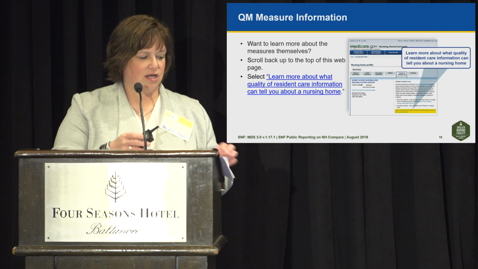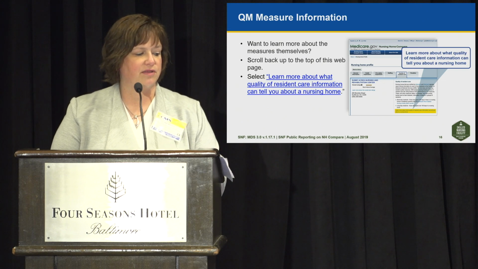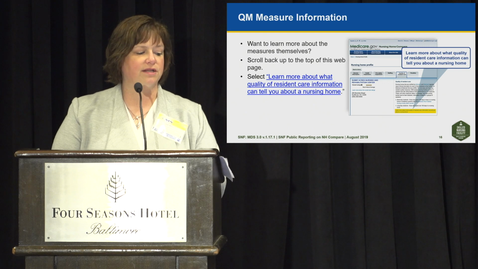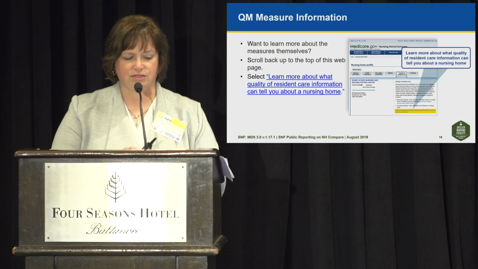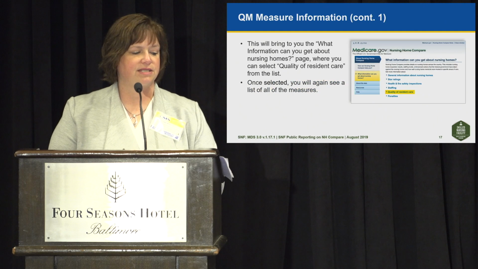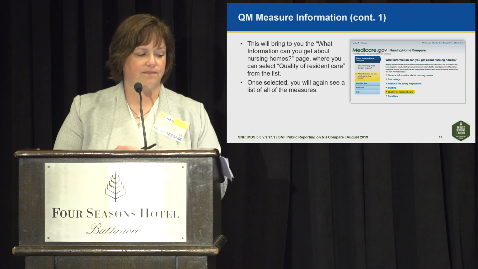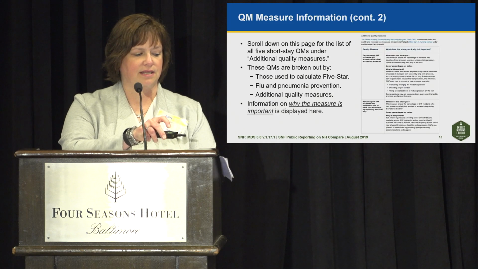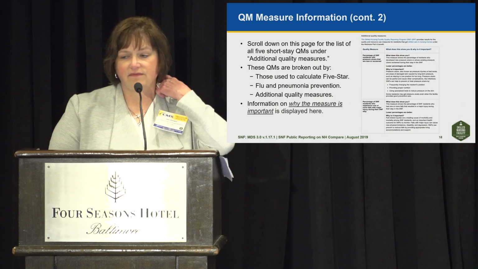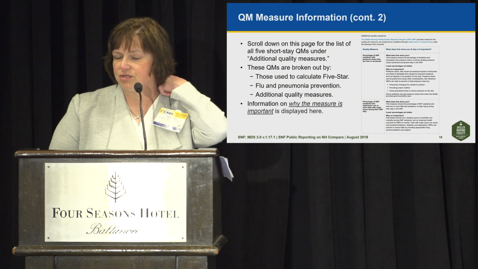If you'd like to learn more information about the quality measures themselves, you can scroll back to the top of the Quality of Resident Care page, select the Learn More About What Quality of Resident Care Information Can Tell You About the Nursing Home, and you'll be presented with the What Information Can You Get About the Nursing Homes. Notice that there is a link highlighted in yellow for the Quality of Resident Care. If you select this link, then you are presented with a table of information about the quality measures.